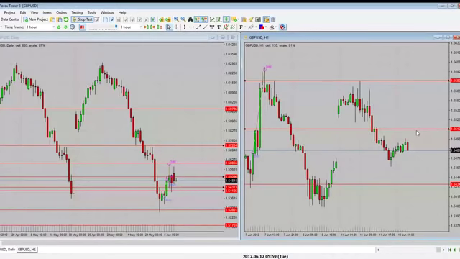Okay, so we may not get a pullback. We got a bit of a pullback, but that's a good candle close. So let's see if we can get a move into 54.80, 54.08, so back into this support and resistance area, and then potentially further down. So that will be the first.